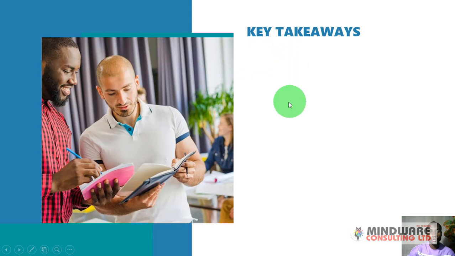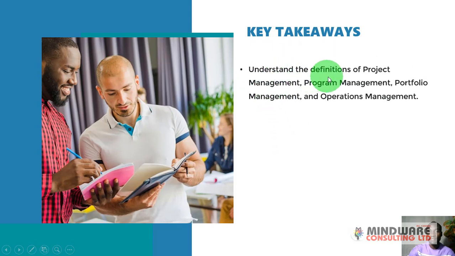Let's look at some key takeaways from this section. Firstly, you understand the definitions of project management, program management, portfolio management, and operations management. We've seen that project management is the application of knowledge, skills, tools, and techniques to project activities to deliver results, services, or products. Program management is the coordination of related projects to achieve strategic goals and benefits for the organization. Portfolio management is the centralized coordination of different projects and programs to achieve strategic objectives. And operations are the ongoing activities within the organization to deliver results.